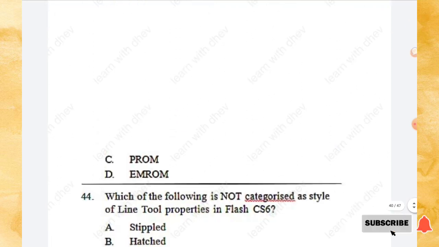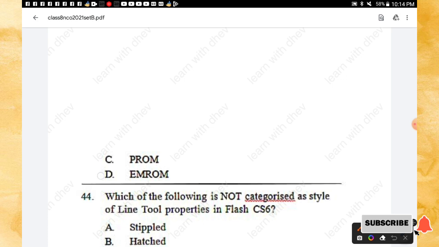So the question is, which is not the type of ROM? Yes, it's obviously D, EMROM. We don't have any kind of EMROM memory. Right, this is not a type of ROM. And one more thing, we don't have anything by this name, EMROM. So option D is the right answer for this question.